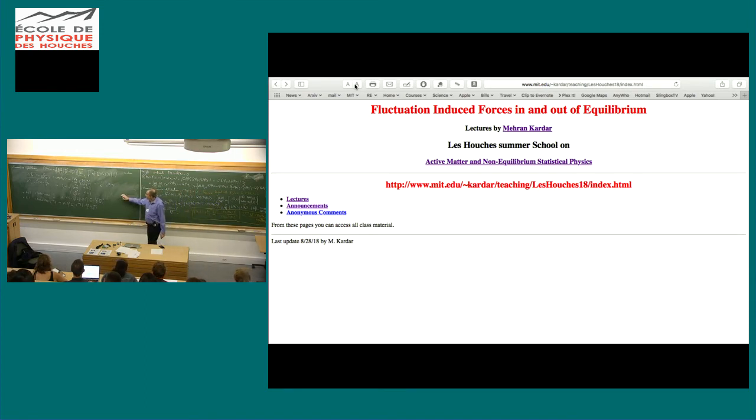But note that these are all fluctuation-induced potentials. If I now go to the final step and ask what is the fluctuation-induced force, say in one dimension, I will get a force which is minus dV by dx. And since V has this logarithmic dependence, let's call this x, logarithm of x, its derivative will give me 1 over x. And so the answer is going to be kT over 2x.